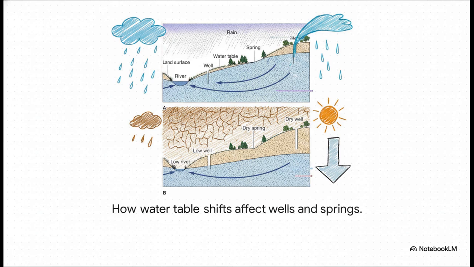When the water table is high, it easily feeds rivers, springs, and shallow wells. But during a dry period, the water table drops. Suddenly, a spring might dry up entirely, and a shallow well becomes completely useless. So the absolute crucial takeaway here is that a well's success depends entirely on drilling deep enough to stay below this shifting boundary, firmly inside that saturated zone.